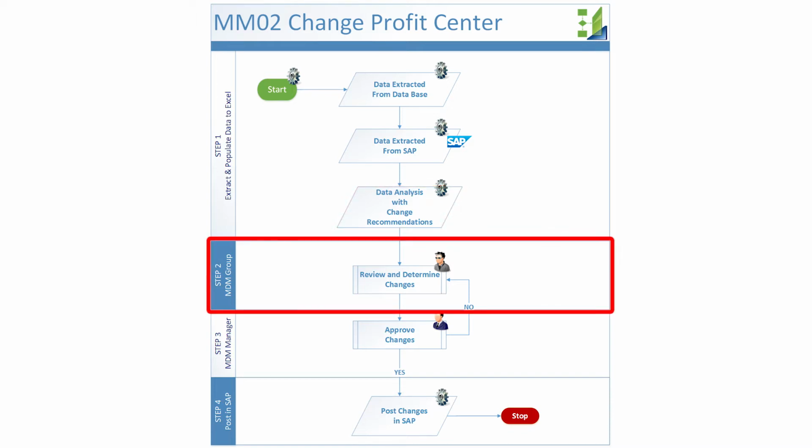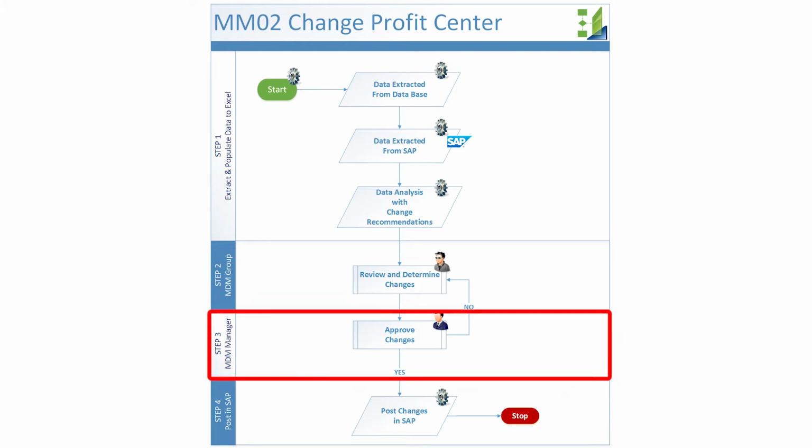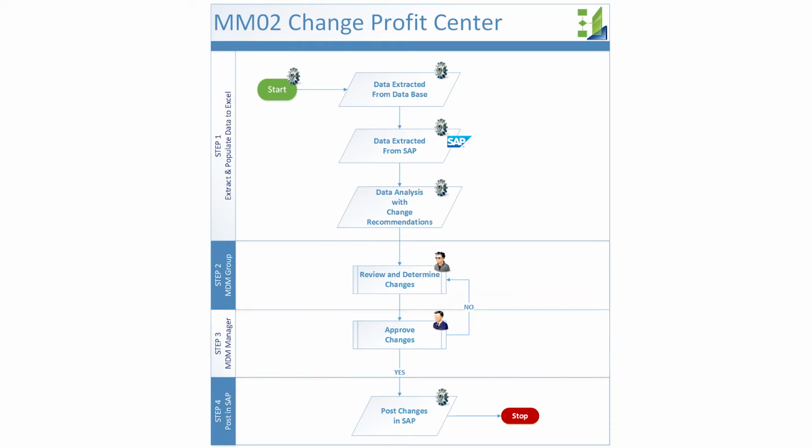In step two of our workflow, a member of the Master Data Management Group will have an opportunity to review the Excel file and compare the defective data to the recommended changes, determining which changes should be accepted, modified, or rejected. In step three, a manager from the Master Data Management Group will approve or reject the changes made in step two. If the changes are approved, the work item advances to step four. If the changes are not approved, the work item reverts back to step two.